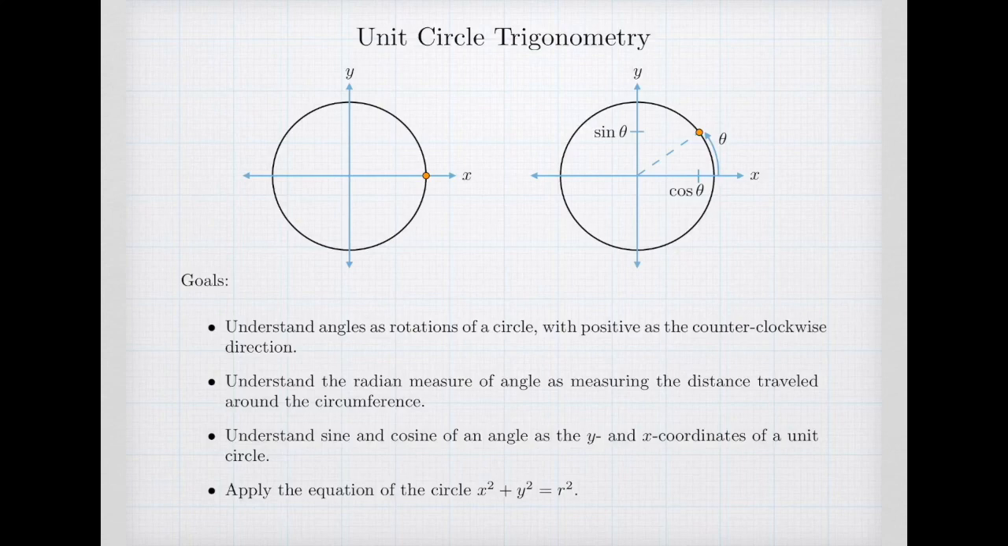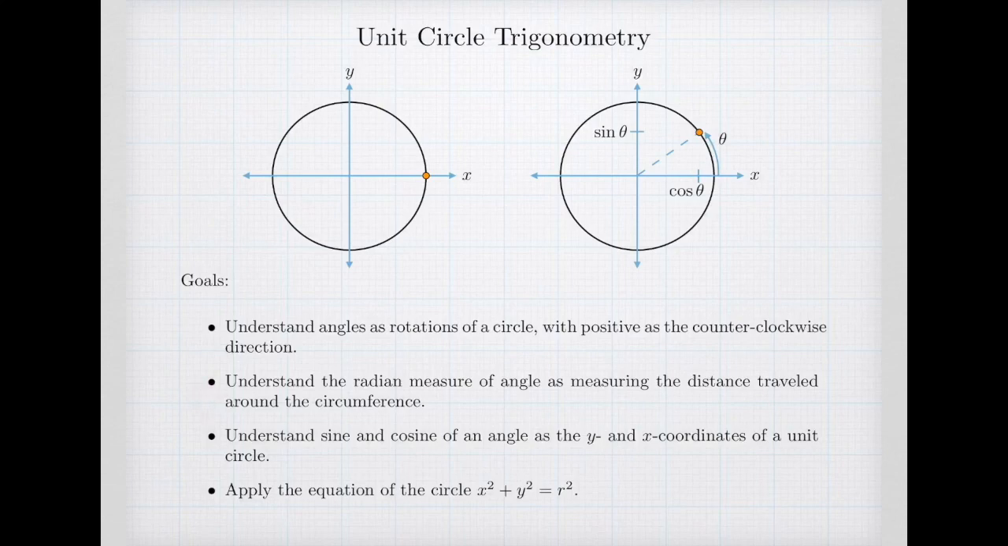Welcome. In this video, we will be talking about unit circle trigonometry. We have three major goals. First, we want to understand angles as rotations of a circle, with positive direction as being the counterclockwise direction. In the picture above, I have a circle with an initial point. This is always where we start. We'll be talking about measuring angles by rotating in the positive or counterclockwise direction.